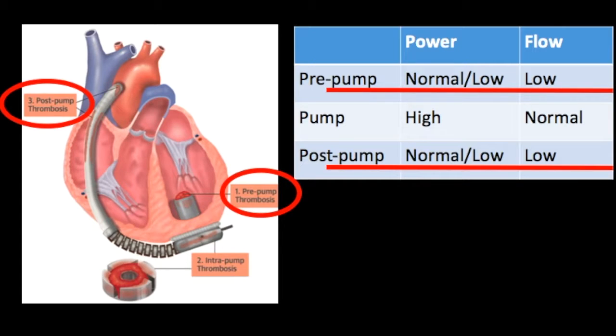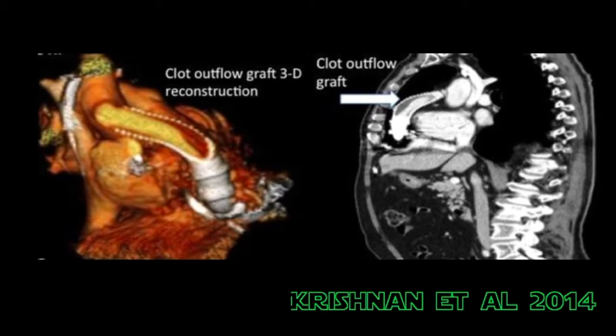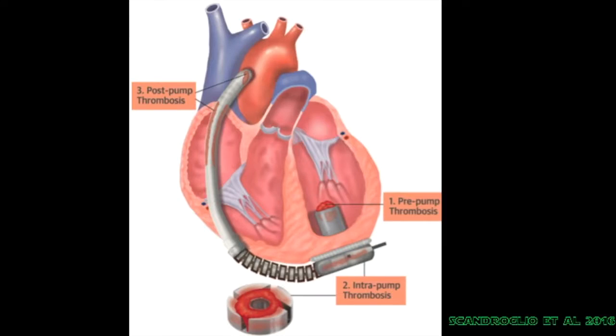Pre-pump thromboses typically cause changes over hours, while post-pump thromboses manifest over days. A contrast-enhanced CT may help identify where the clot is. In this case, we can see a clot in the VAD's outflow graft as a large filling defect. A table of normal VAD parameters is provided in the accompanying web post. Consider starting a heparin drip when thrombosis is suspected.